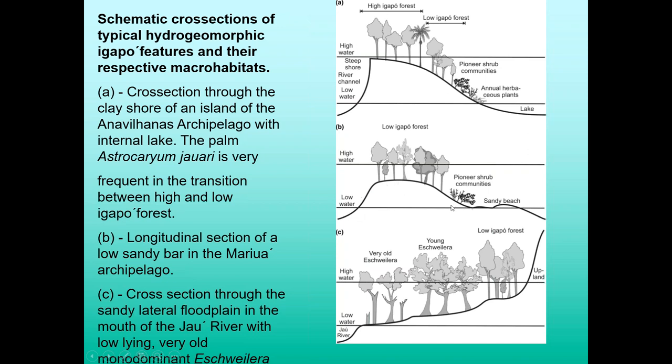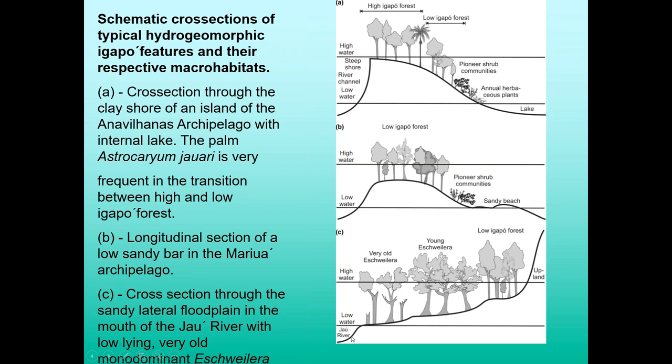The next cross section is a lower island. It is deeply flooded at high water, a point bar, let's say. So we have only low Igapo forest and pioneer shrub communities, but we have a sandy beach without vegetation. Again, the question: why a sandy beach? Sandy beaches are important nesting places, for instance, for river turtles and for many shorebirds, which build their nests here during low waters. So these are very important macro habitats for a couple of different animals.